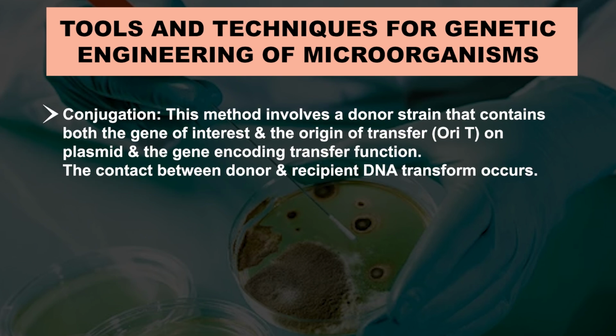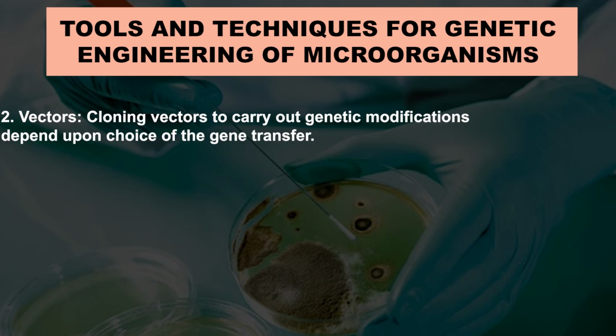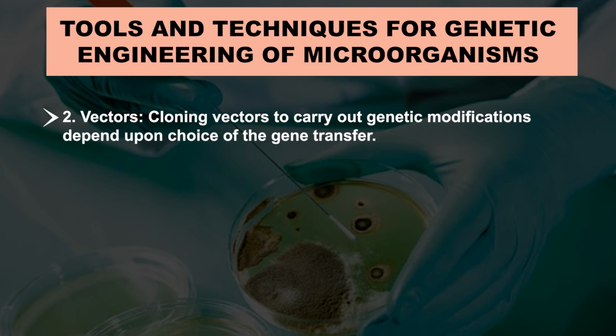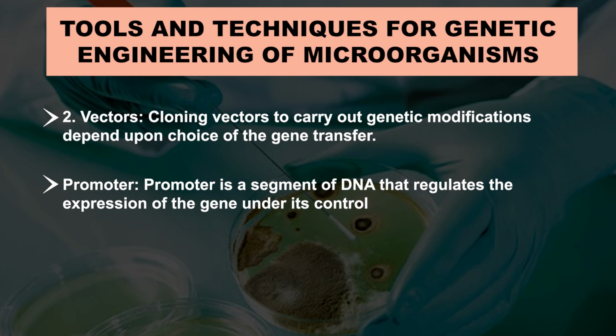Third one is conjugation. This method involves a donor strain that contains both the gene of interest and the origin of transfer, oriT, on plasmids, and the gene encoding transfer function. Through contact between donor and recipient, DNA transfer occurs. Vectors are cloning vectors. To carry out genetic modification depends upon the choice of the vector. Then the next one is the promoter. Promoter is a segment of the DNA that regulates the expression of the gene under its control.